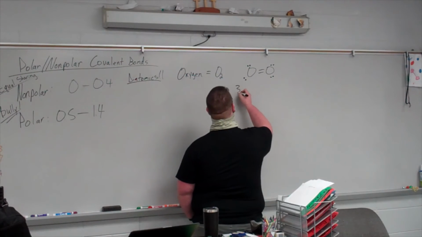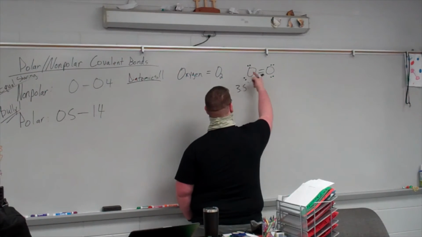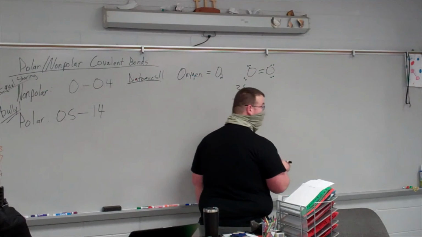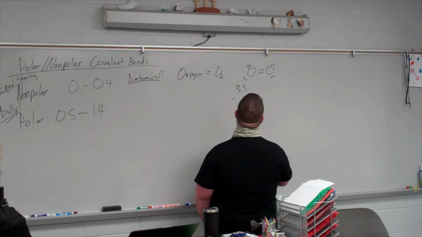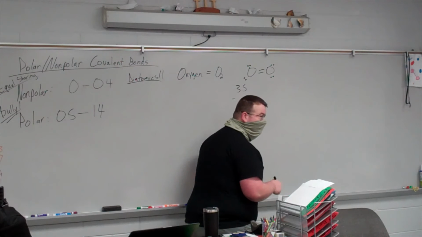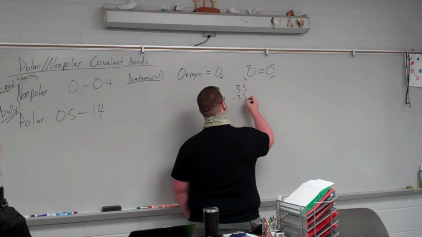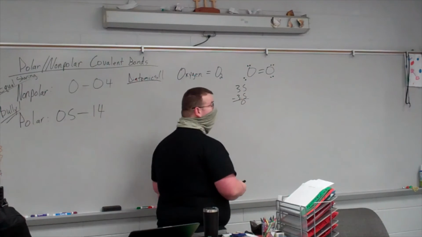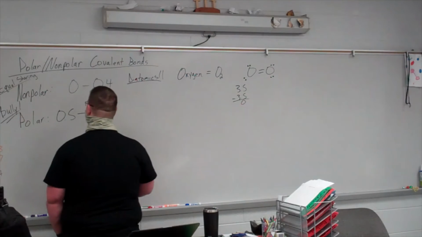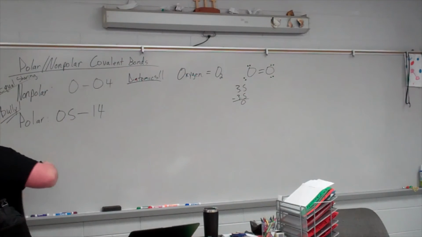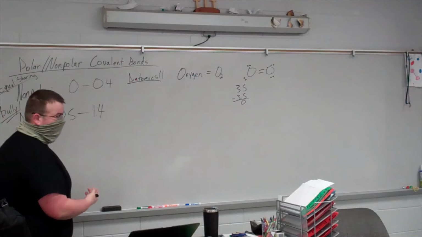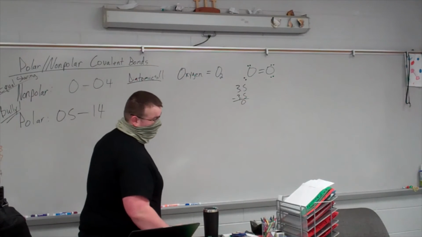All right, so 3.5 minus, what's the electronegativity value for what we bonded to again? Oh, yeah, oxygen. What's the electronegativity value? 3.5. Zero. So, really equal share. I want to show you a perfect example, one of my favorite examples of a polar.